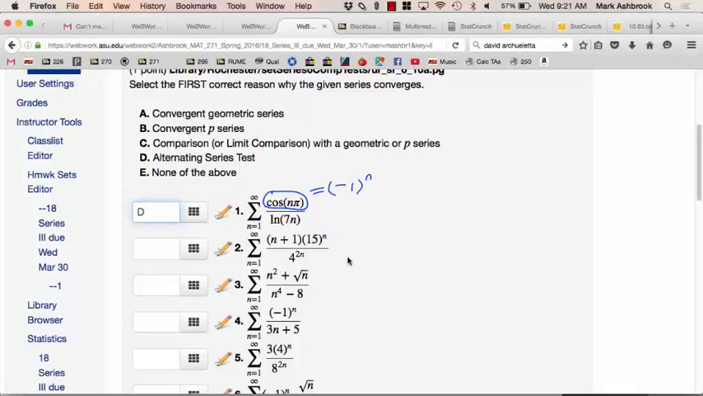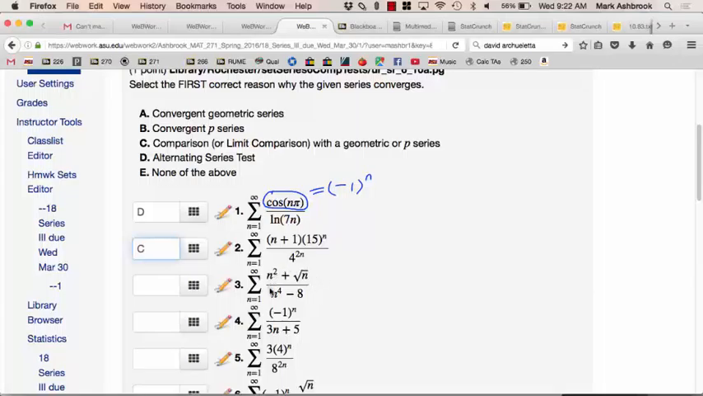Next one. The next one looks kind of geometric-ish, this 15 to the n over 4 to the 2n. But it's not quite geometric. It's also times n plus 1. So we could compare that to a geometric series, because it's almost a geometric series, but it's times n plus 1. So we're going to compare that to a geometric series.